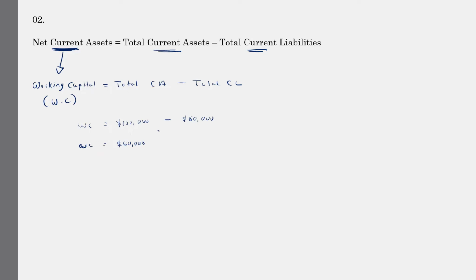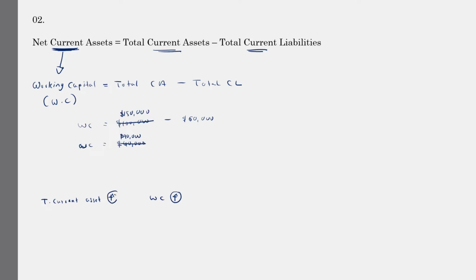So how much is your working capital here? 40,000. Now I am asking, if this 100,000 becomes 150,000, what will happen to your working capital? It will be 90,000. So what you have to understand is that if your total current assets increase, the working capital also will increase.